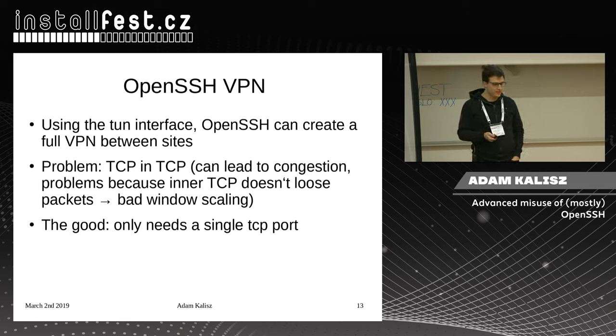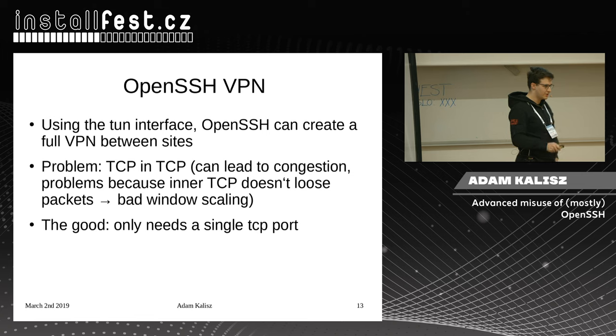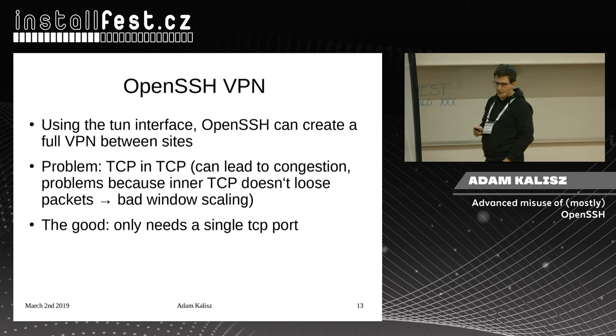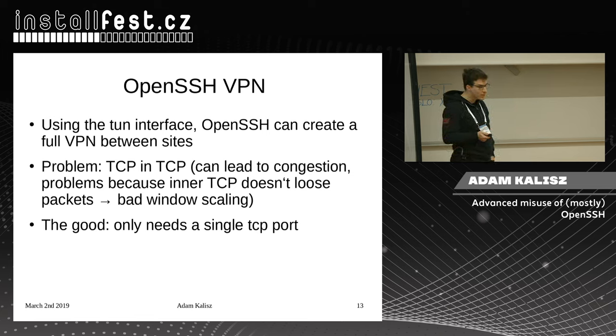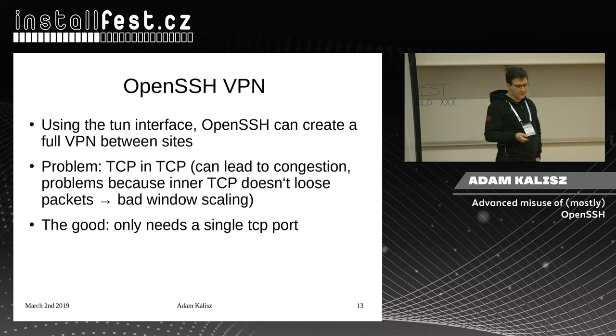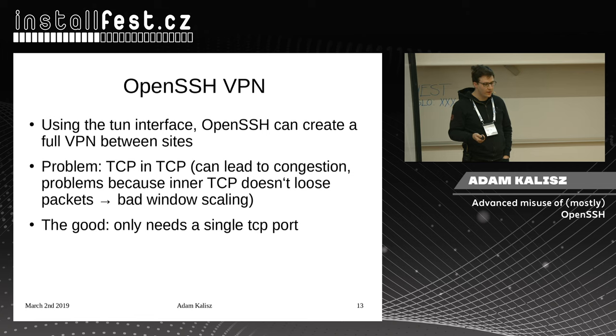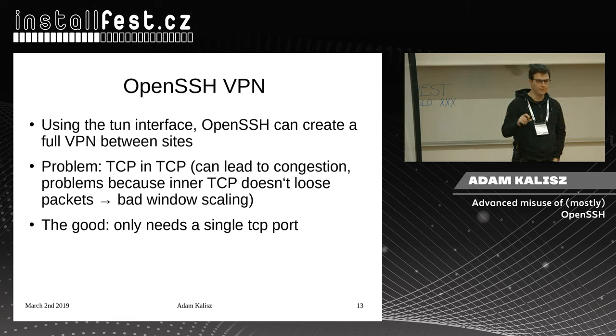It uses the TUN interface and basically creates a site-to-site VPN. It can do layer 2 VPN, layer 3 VPN, and there are options for that in sshd, in the config file, but you should use this as a last resort because it has the TCP-in-TCP problems, okay? It can lead to congestion problems because the inner TCP segments, they don't get lost, okay?